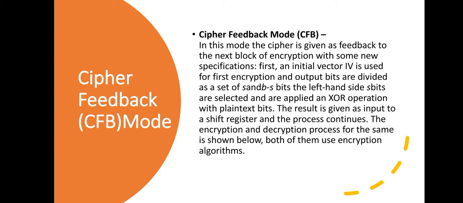First, an initialization vector is used for first encryption, and output bits are divided as a set of S bits and B minus S bits. The left hand side S bits are selected and are applied an XOR operation with plain text bits. The result is given as input to a shift register and the process continues. The encryption and decryption for the same is shown below. Both of them use the encryption algorithm.